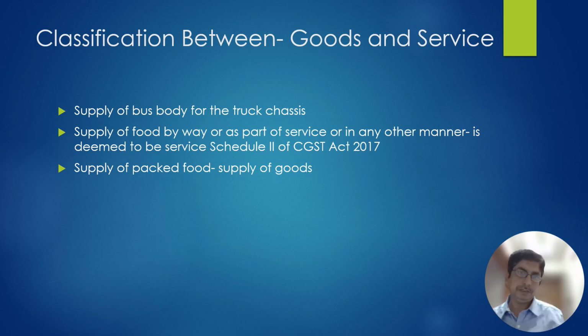For example, as we just discussed, in a hotel there is accommodation and food is supplied as breakfast, complimentary. Then the whole bundle will be treated as supply of service. Food will not be separately classified. In any other manner needs to be read in conjunction with supply of food by way of or as a part of service and not separately. This is a rule of interpretation called ejusdem generis.